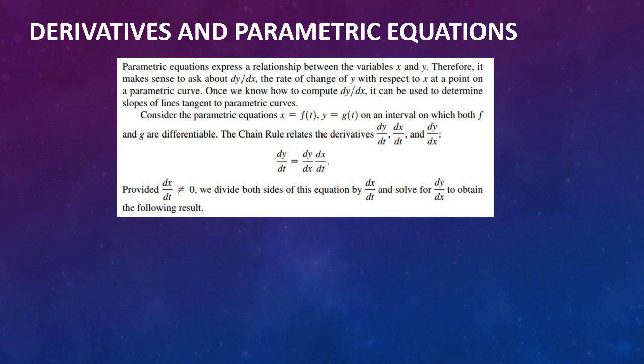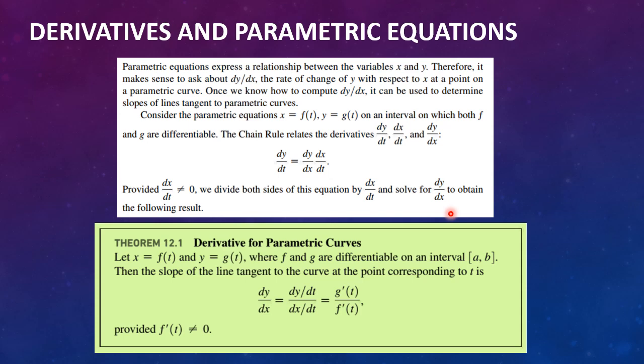Consider the parametric equations x equals f of t and y equals g of t on an interval on which both f and g are differentiable. The chain rule relates the derivatives dy/dt, dx/dt, and dy/dx as dy/dt equals dy/dx times dx/dt, or the derivative of y with respect to t is equal to the derivative of y with respect to x times the derivative of x with respect to t. Provided that dx/dt doesn't equal 0, we divide both sides of the equation by dx/dt and solve for dy/dx to obtain the following result.